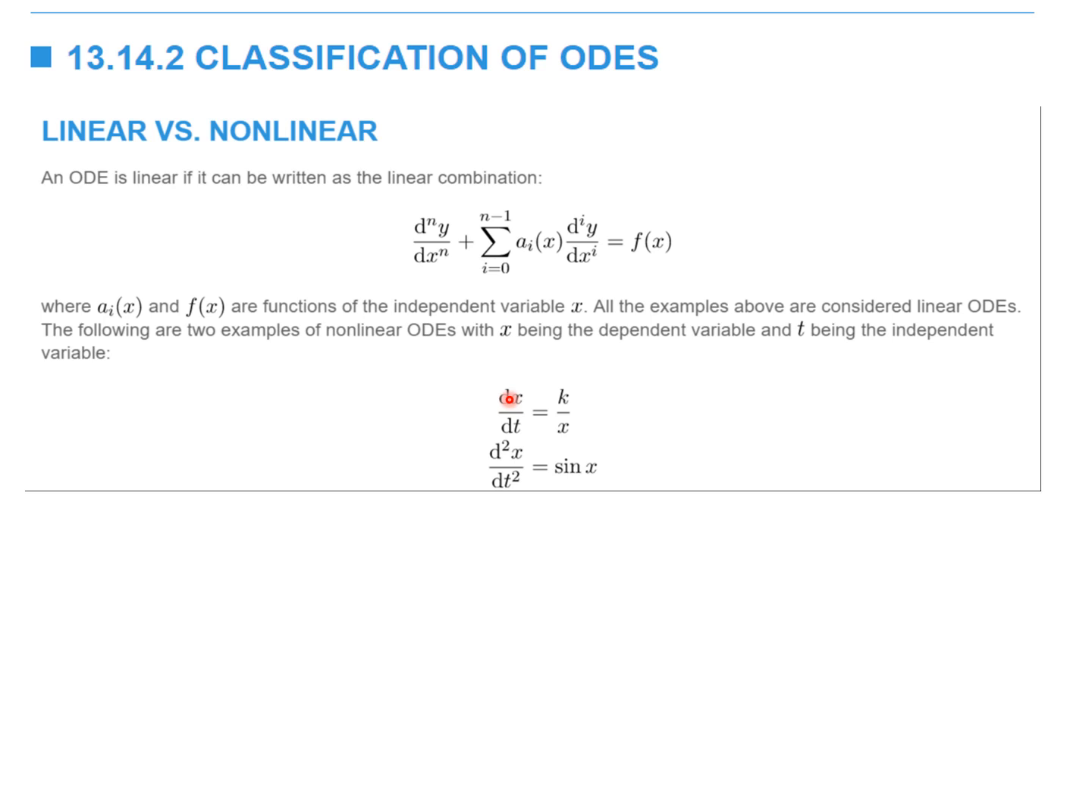If the dependent function, which for example in this case is x, or one of its derivatives appears non-linearly in the equation, then it's called a nonlinear ordinary differential equation. So for example, dx by dt is equal to k over x. Because x is the dependent function, it depends on t, and x appears in a nonlinear fashion. This is a nonlinear equation. Similarly, the second derivative of x with respect to t is equal to sine x. This is a nonlinear differential equation.